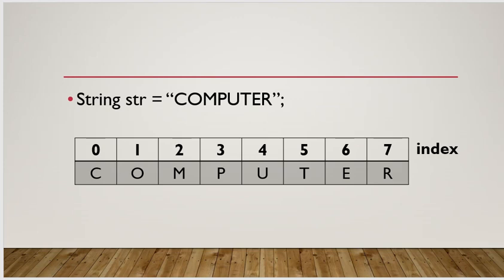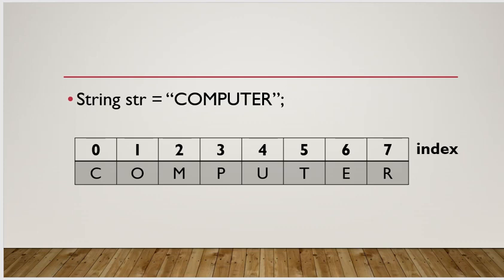Now, we all know that anything that is enclosed within double quotes is treated as a string value. So here there is a string variable declared as name str, which holds a value computer that is enclosed within double quotes, and when it is stored in the memory, obviously each and every character gets an index by which we can identify the position of the character.